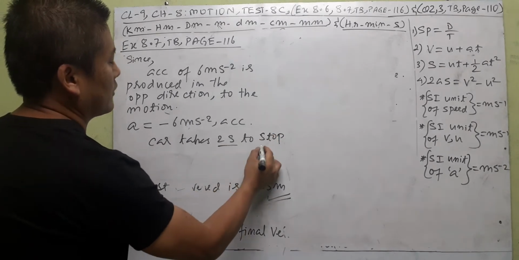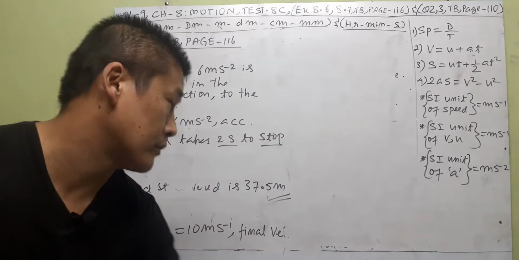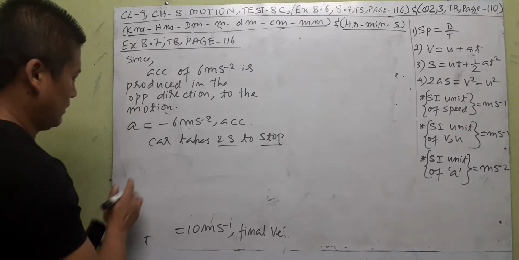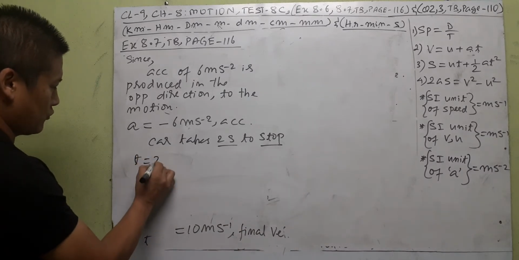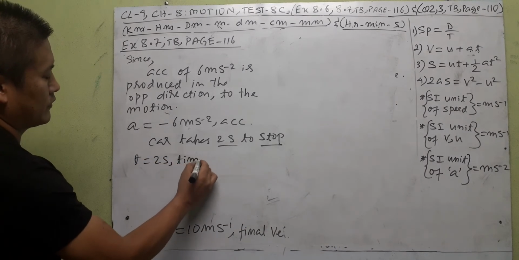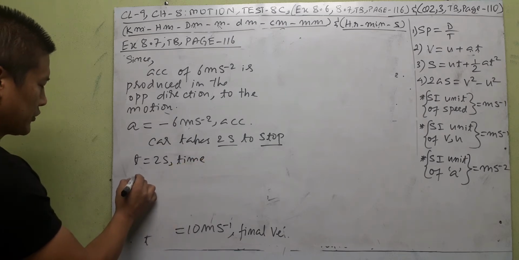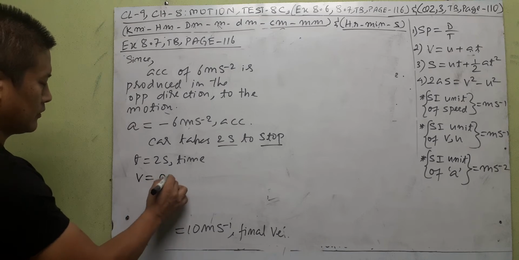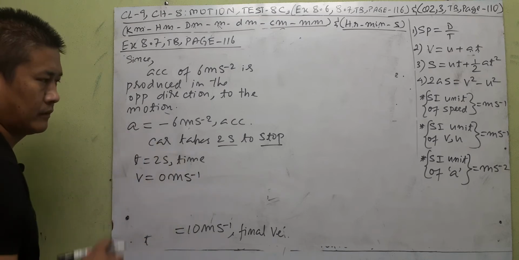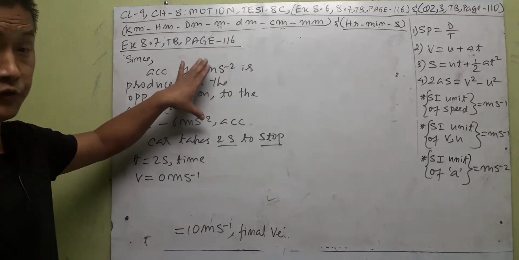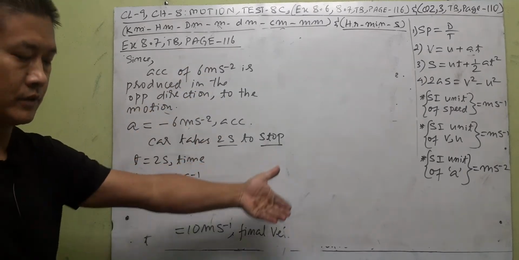Here, this "2 seconds and stop" is going to give us 2 values. What does it mean? That means time is 2 seconds. It takes 2 seconds for this thing to happen. And the word "stop" means final velocity is 0 meters per second, because finally it stops. Initially it was moving, so this "stop" will mean the final velocity.